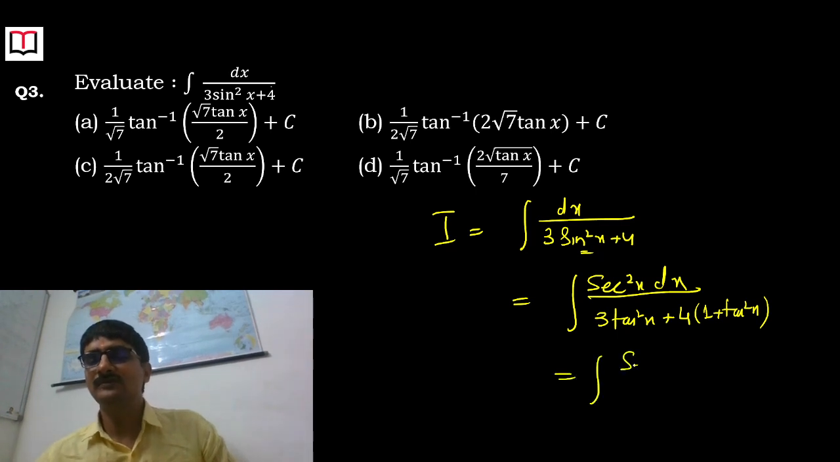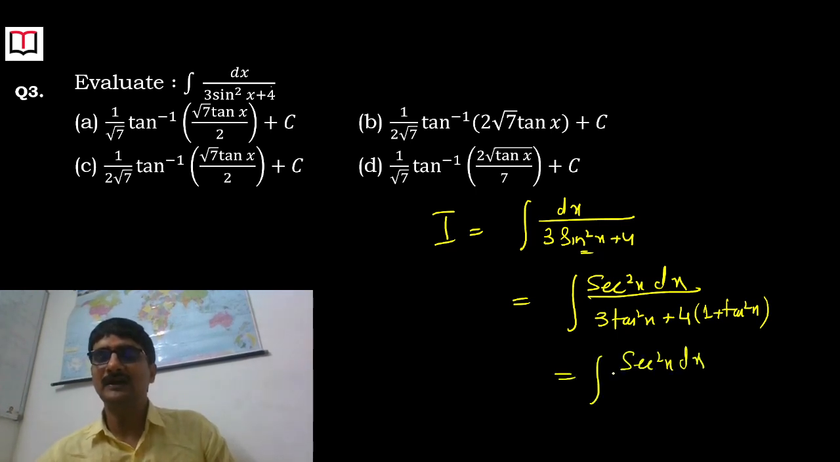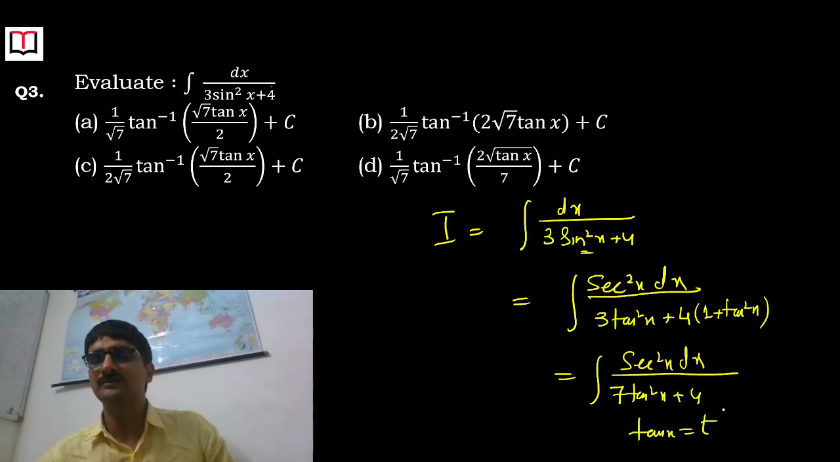So you got everything in the denominator in terms of tan here. So it's 7 tan square x plus 4, and then if we replace tan x by t, its derivative is sitting in the numerator with dx, so we get dt, sec square x dx, and this is nothing but 4 plus 7. So 7, if I take common, t square plus 4 by 7.